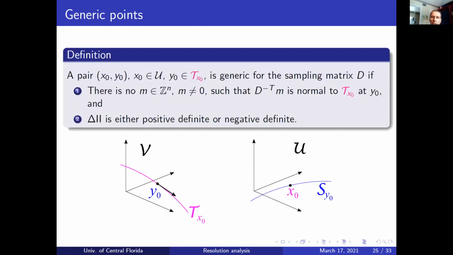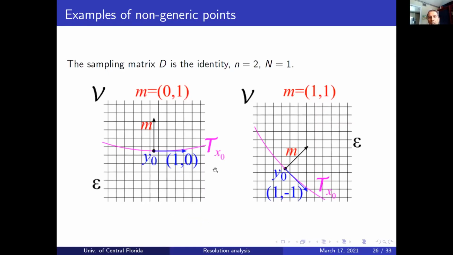Actually, this first condition is easy to understand too. So this is an illustration. So for instance, if this is Tx naught, and the grid here illustrates the sampling lattice, the tangent space to Tx naught at Y naught is spanned by the vector 1, 0. So the vector 0, 1 is normal to it. 0, 1 has integer components, and therefore Y naught is degenerate.